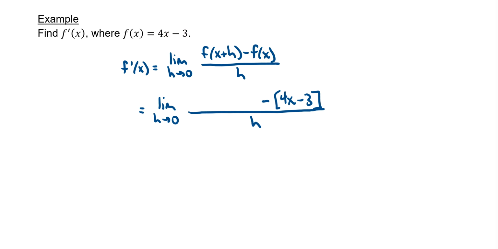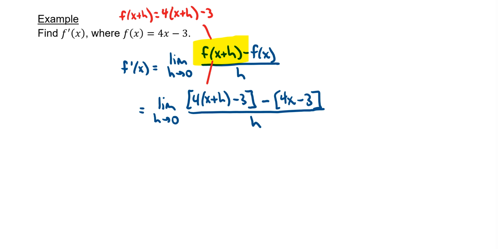Nothing crazy yet. And then this is the part that tends to get messed up the most, the f of x plus h. Think about when we did this stuff back in the beginning of the semester. F of x plus h, you're going to replace all of the x's with an x plus h, right? So f of x plus h, in this case, is 4 times x plus h minus 3.